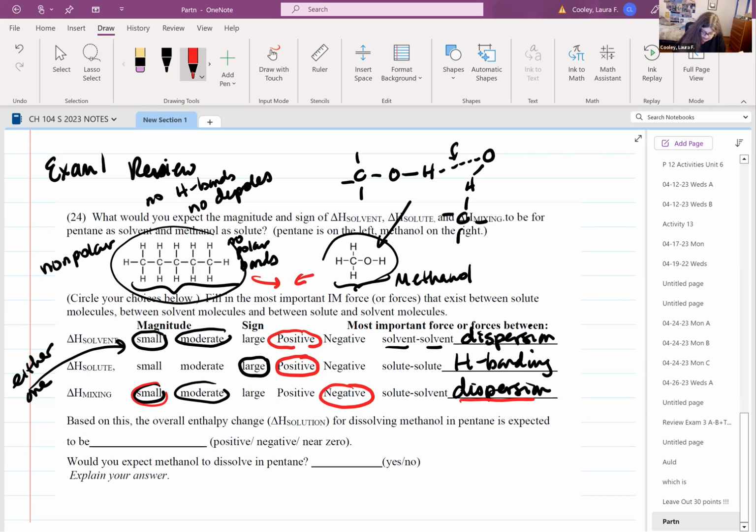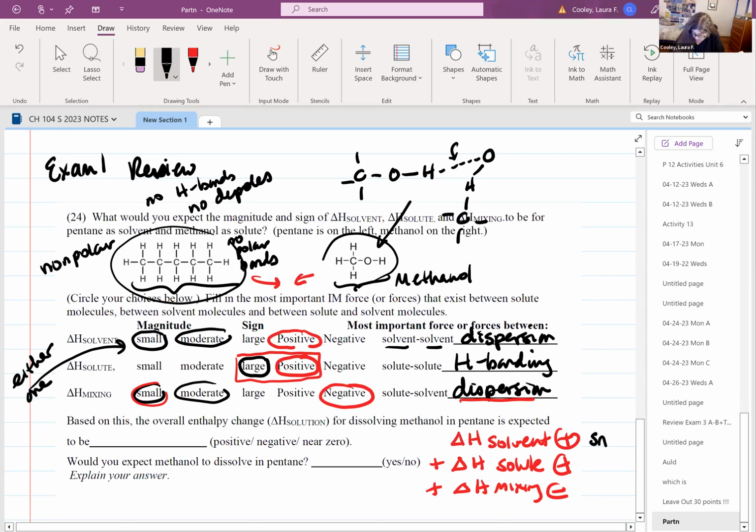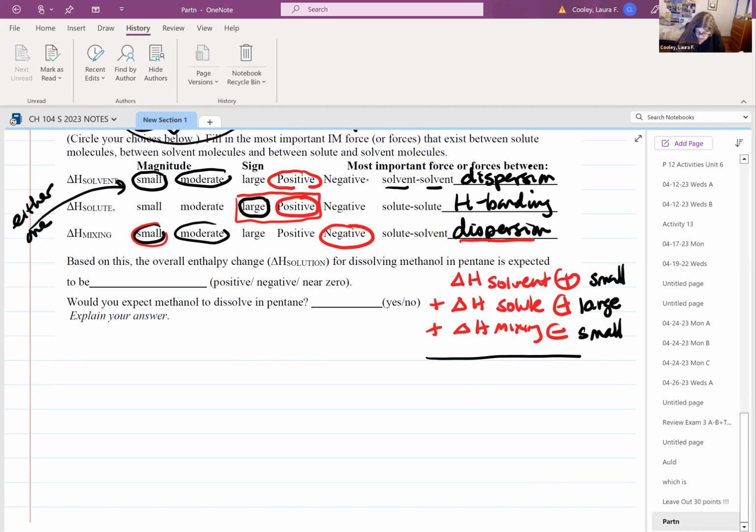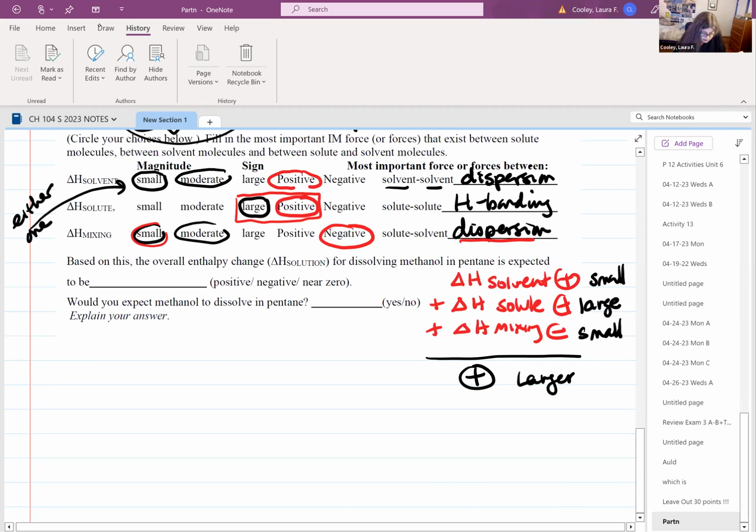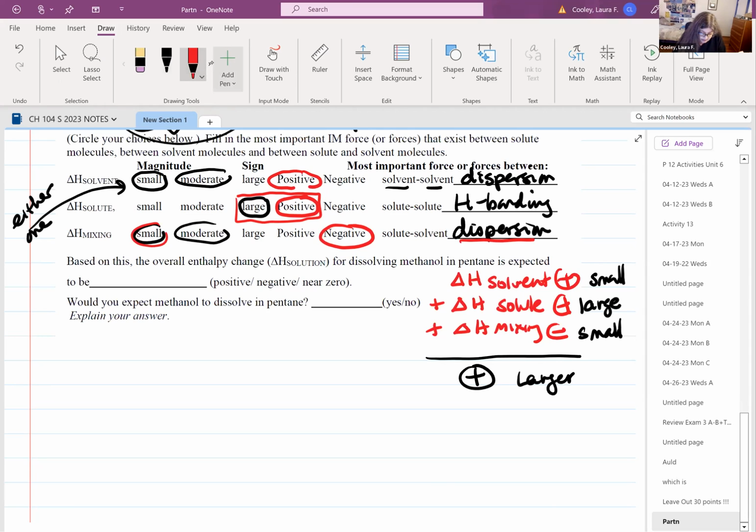And so the big deal here is that you had to break up these very strong hydrogen bonds, which expends a lot of energy, and you're not getting that energy back. So when you add all these contributions together, delta H solvent plus delta H solute plus delta H mixing, where these two are positive and this is negative, and this delta H mixing is relatively small. Solute is very large, takes a lot of energy to do that, but you're only getting back a smallish amount of energy. Then this overall is going to be positive, and pretty large, because it's dominated by the fact that you're breaking up that hydrogen bonding.